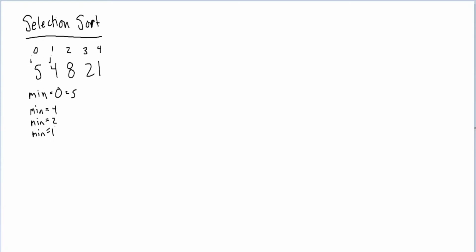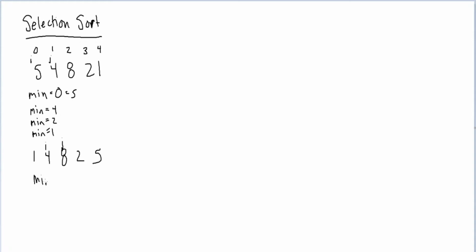Now we're going to swap our index i with our min. So now because 5 is greater than 1, now we're going to do the swap. So then this is going to become 1, 4, 8, 2, 5. We're done with this index. So now i is going to be there and j is going to start there.